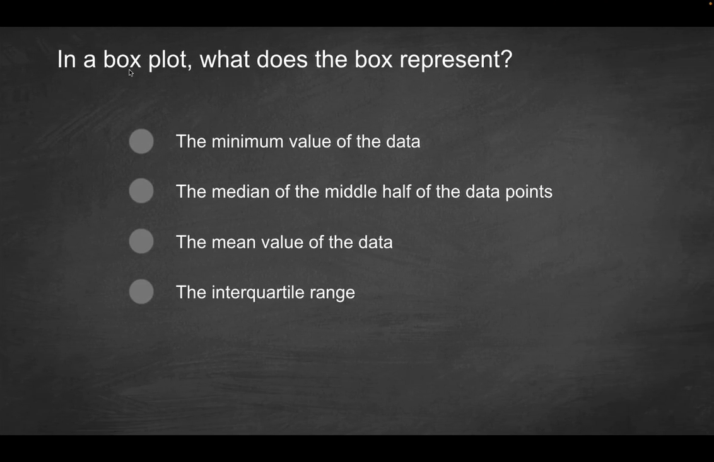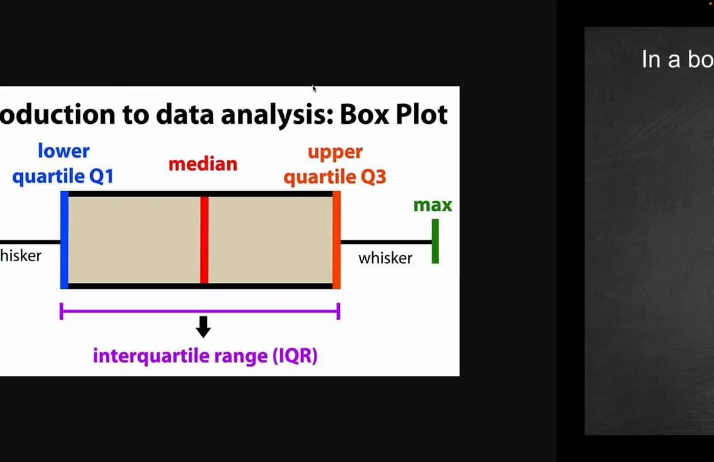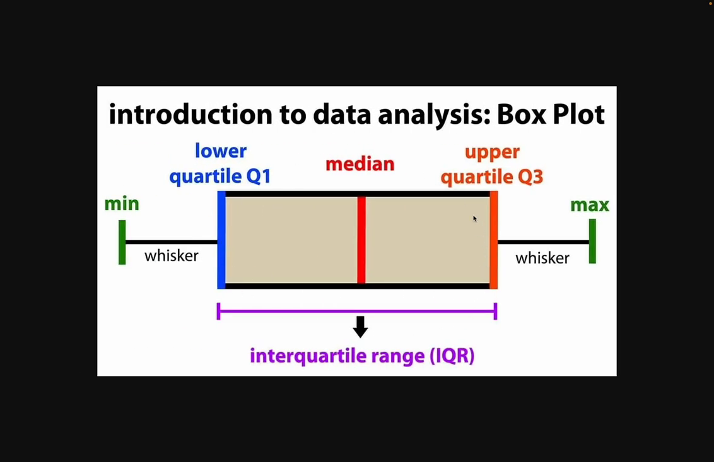The question's asking, in a box plot, what does the box represent? Now, it's important to know how this box is formed because it doesn't always have to be in the middle. It could be skewed a little bit to the right or to the left. It could be large. It could be small. And what's going to dictate that is basically the lower quartile and the upper quartile. So really the first quartile here and the third quartile.